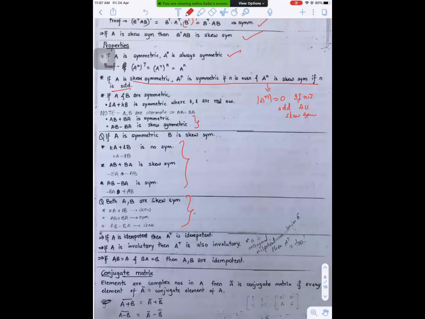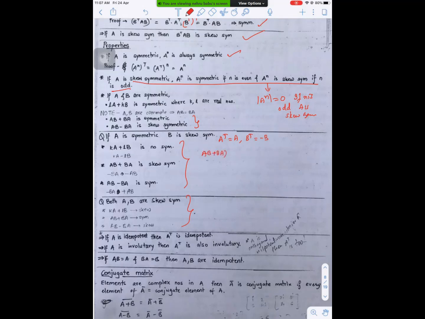Here, if you see, for example, this proof: I am saying A is symmetric, B is skew symmetric. If you take this part, here I am proving A transpose equals A, B transpose equals minus B, as given. Now I want to prove AB plus BA is skew symmetric.